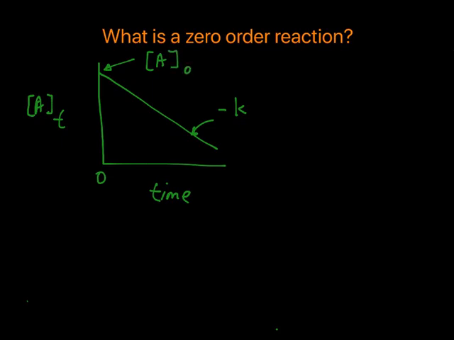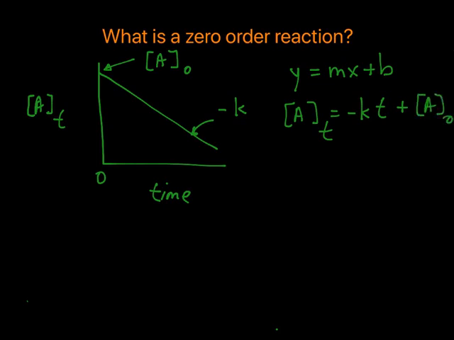So, to find the integrated equation for a zero-order reaction, we just use y equals mx plus b, and y is our concentration of A at a certain time point. M is our slope, which is negative K. X is time. And b is the y-intercept, our initial concentration of A. So this is our integrated rate law equation for a zero-order reaction.